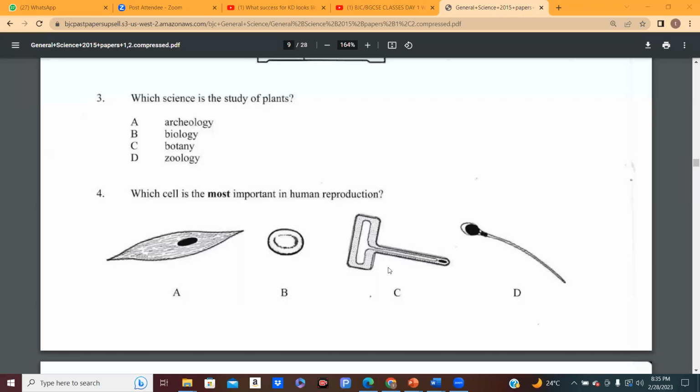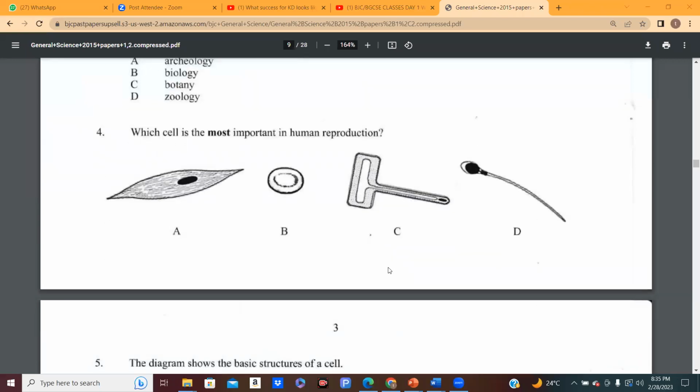Rochelle, number 4. Which cell is the most important in human reproduction? D. Yes, D is correct. The sperm cell is the most important in human reproduction. This is the root hair cell. This is the red blood cell. This is the smooth muscle cell.